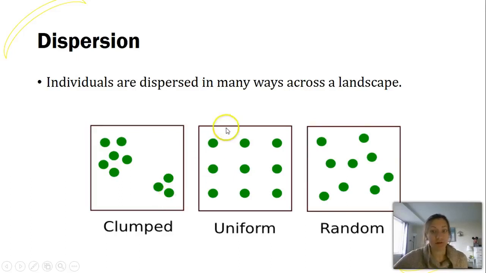Not all species do this, though. Here you see something that's uniform or random. So when I'm talking about dispersion, we're really talking about where are these organisms located in relation to one another. Is there space between them? Do they just kind of all disperse in the environment? Are they territorial? Etc.